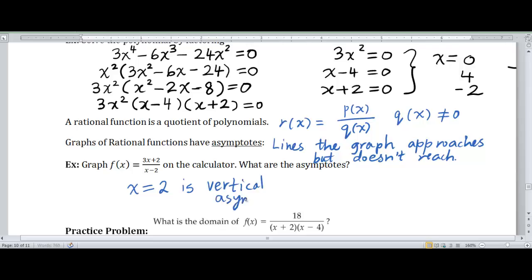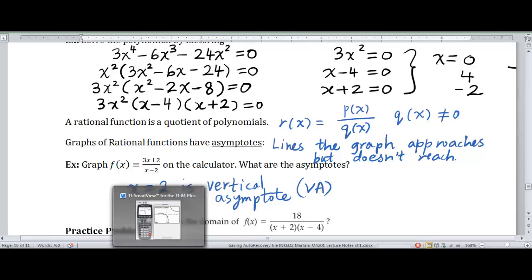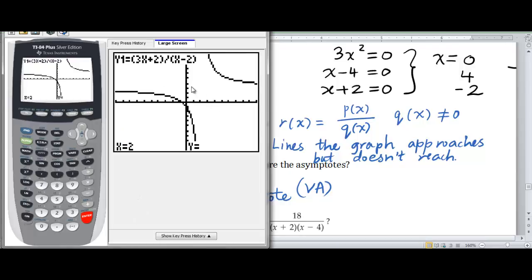And I denote that as VA. And then let's look at this one here. It seems y equals, let's see, let's trace this. At 2.3, 2.5, there's the graph, or there's the cursor.